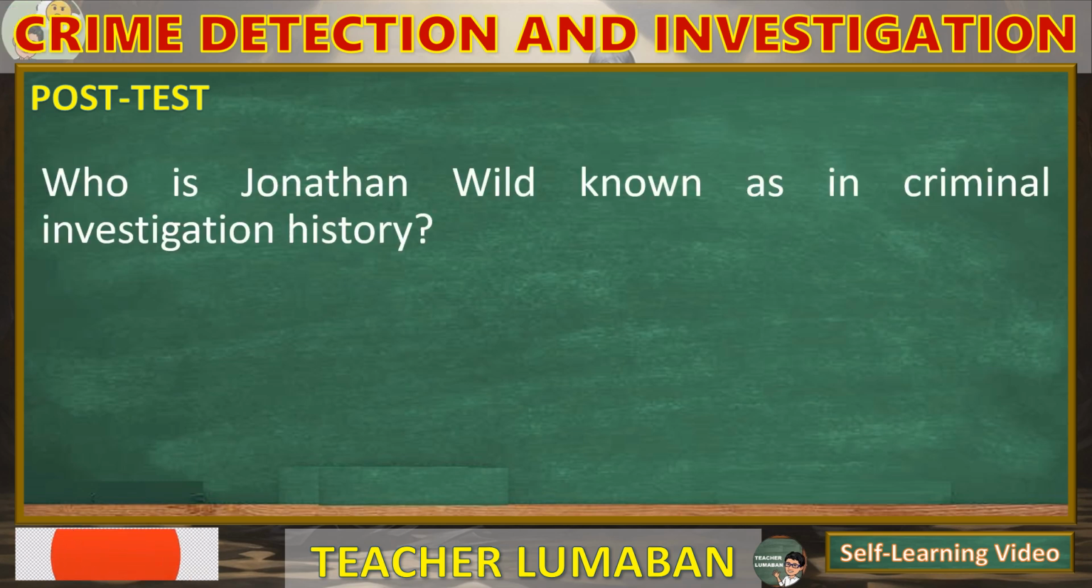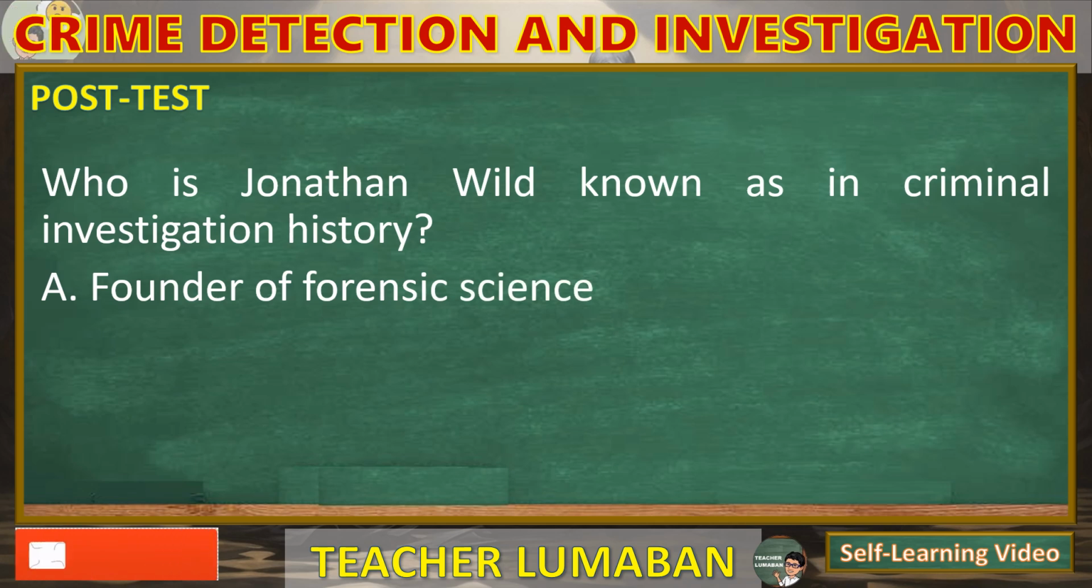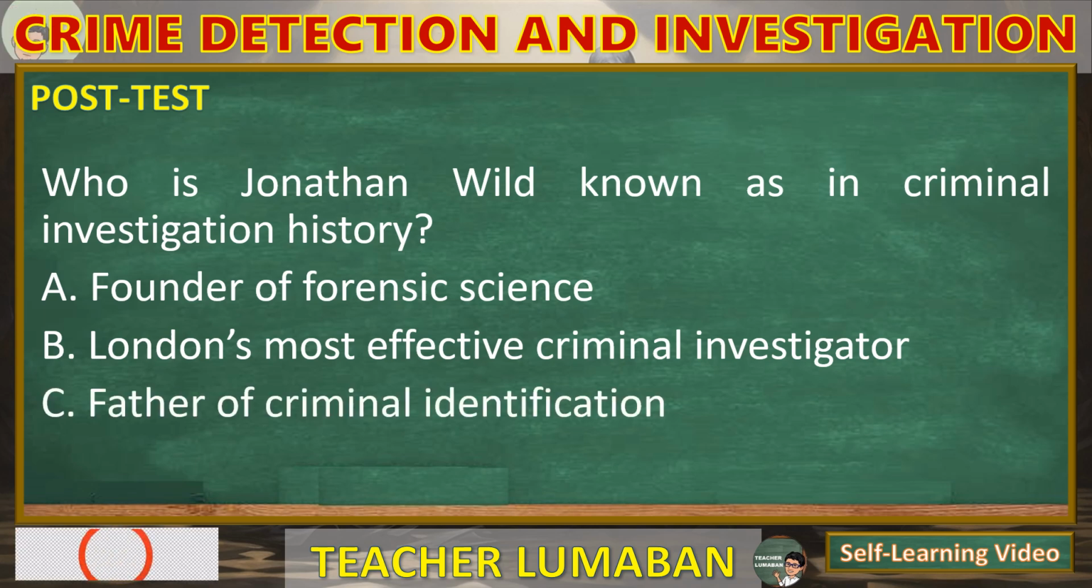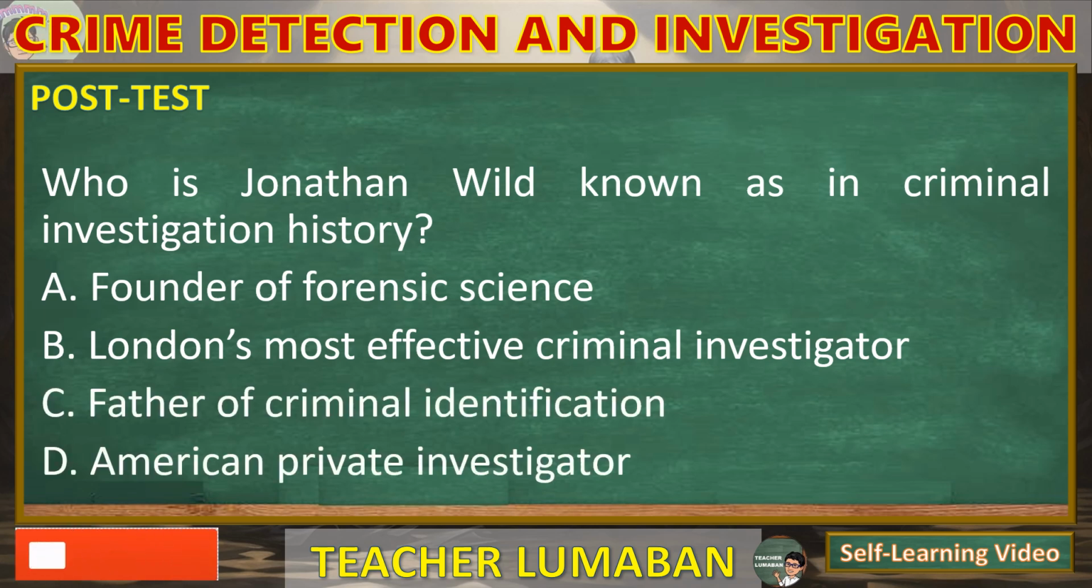Who is Jonathan Wild known as in criminal investigation history? A. Founder of forensic science. B. London's most effective criminal investigator. C. Father of criminal identification. D. American private investigator.